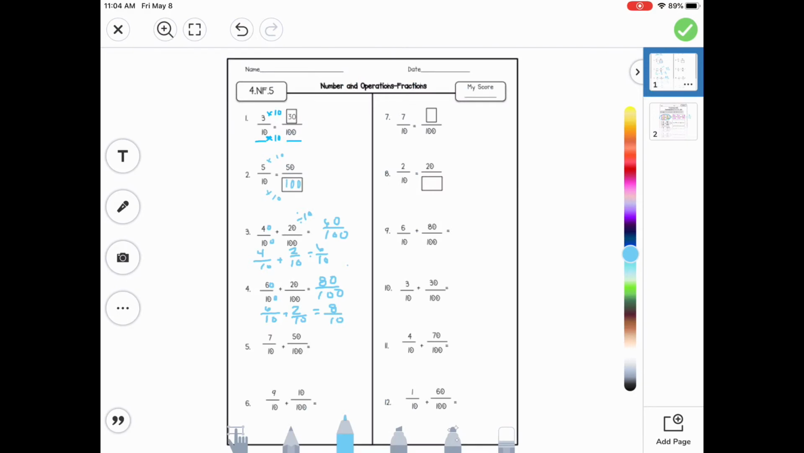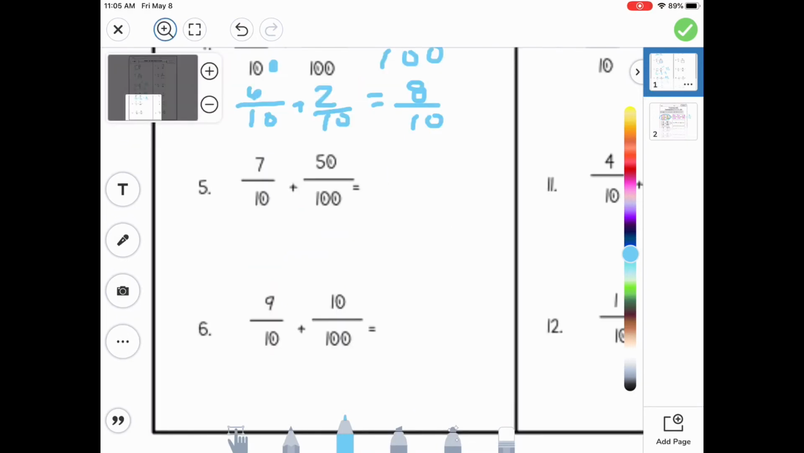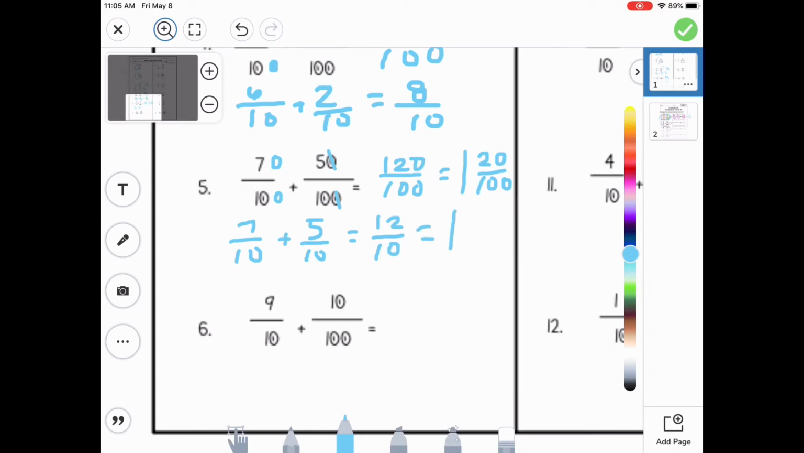Question number 5, same thing. You could have turned 7/10ths into 70/100ths and gotten an answer of 120/100ths, which is the same as 1 whole and 20/100ths. Or you could have kept 7/10ths the same and turned 50/100ths into 5/10ths, and you would have gotten an answer of 12/10ths, which is the same as 1 whole and 2/10ths.